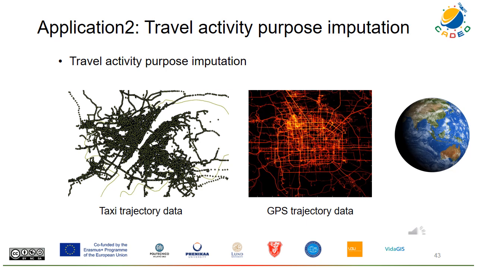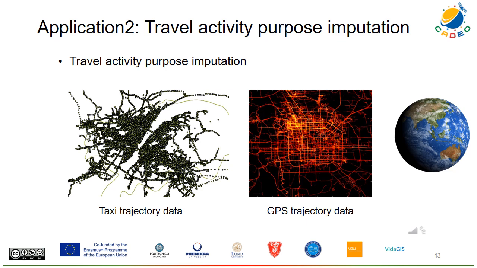The second application is to predict travel activity purpose. As you know, with the rapid development of GIS and GPS technologies, we can collect a lot of trajectory data of vehicles and people and analyze this trajectory data using GIS methods to create useful information and knowledge about travel activity patterns. This is very important for urban planning and transportation management. So this application is about travel activity purpose prediction or imputation using GPS trajectory data.